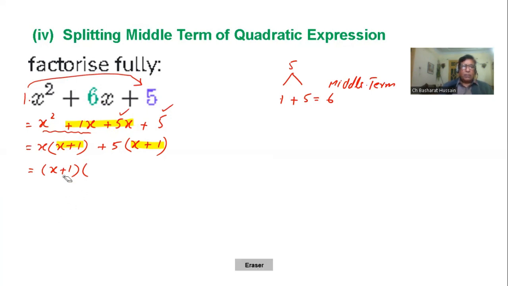So x plus 1, and now what is left? X plus 5. So x plus 1, x plus 5. You can write directly as x plus 1 and x plus 5, because these are the factors. Okay.